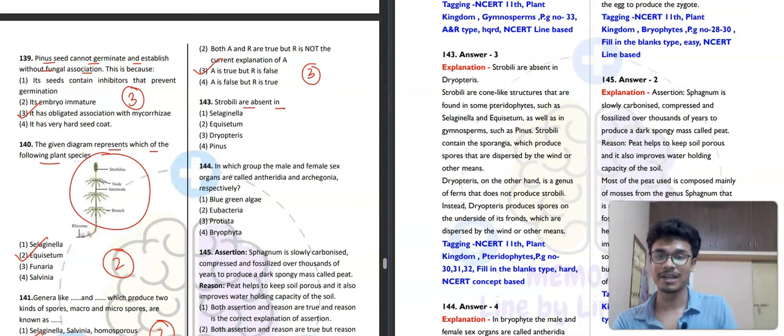Strobili are absent in Selaginella, Equisetum, Dryopteris or Pinus. So strobili are absent in Dryopteris. So the third option will be our correct answer for this question. All of these have strobili: Equisetum, Selaginella, Pinus. You can see that this is the Equisetum structure, the strobilus. Question 144.